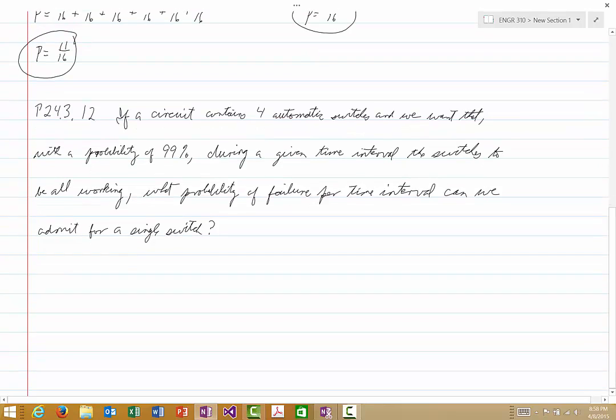Okay, so let's see how we might approach this problem. We want the probability, well, okay, let's just maybe do it this way. Let P be the probability of failure of a single switch.